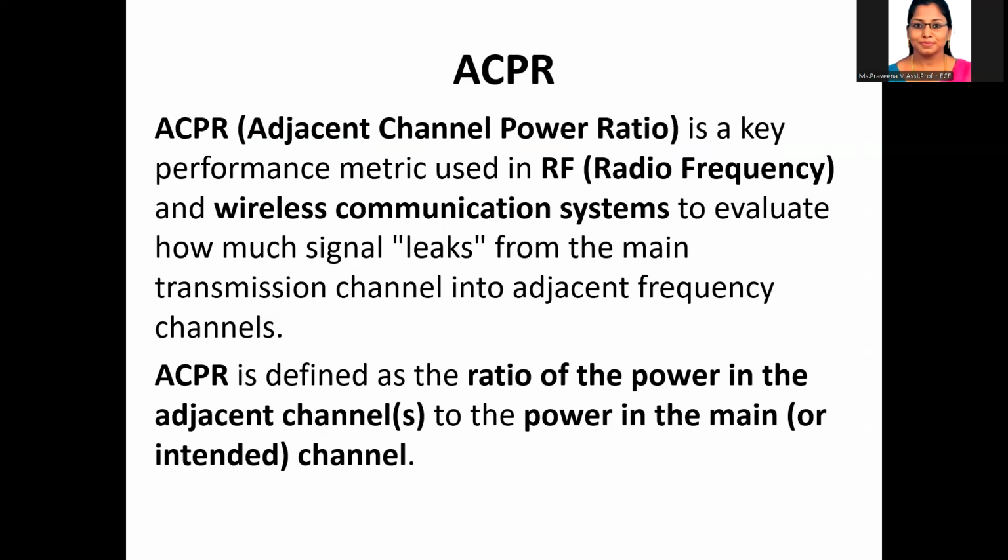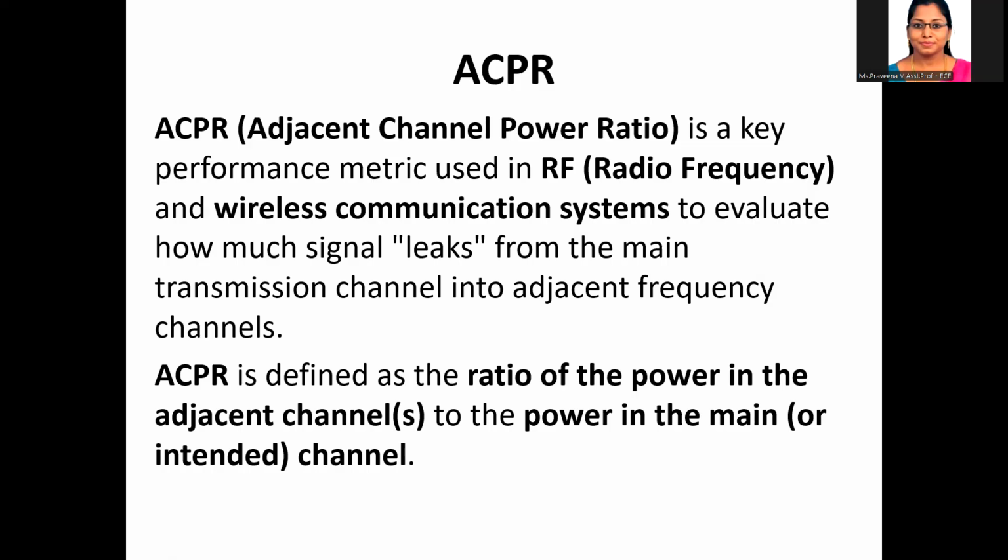ACPR is nothing but adjacent channel power ratio. It's mainly used in RF and wireless communication systems to measure the amount of signal power that leaks from the transmission channel. That's the main concept. It is widely used to evaluate linearity and spectral performance of RF power amplifiers and transmitters. That is, ACPR is the ratio of power in the adjacent channel to the power in the main channel. That is the concept here.